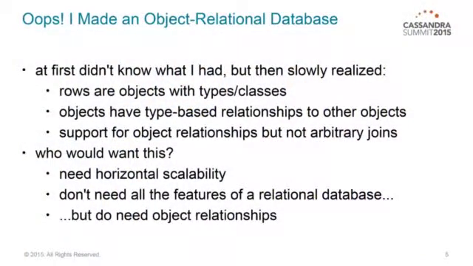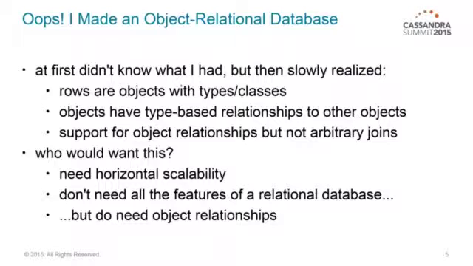But I realized, oh, what we actually have are, each one of the partitions, right, is essentially an object with some kind of type or class assigned to it. We have type-based relationships between the objects, and we have support for object relationships, but not arbitrary joins. So then I realized, oh, I've just accidentally reinvented an object relational database.